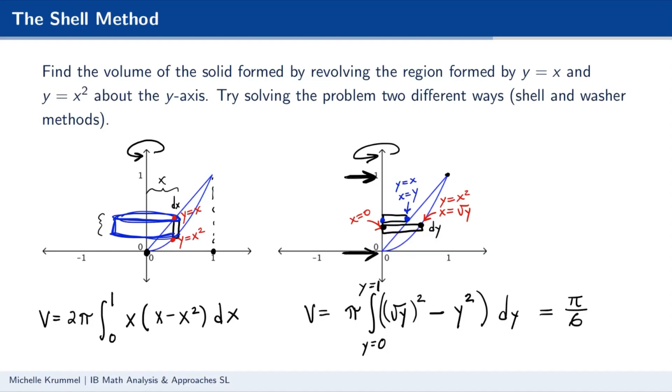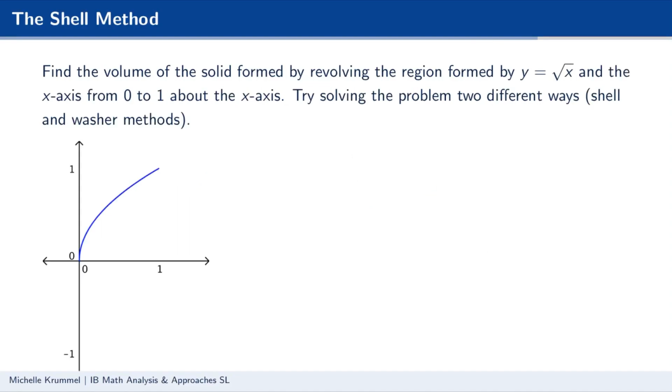Okay, here we have y equals square root of x. That's the graph that we're shown. And we want to take the region formed by that function and the x-axis from 0 to 1. So that would be this shaded region right here from 0 to 1.